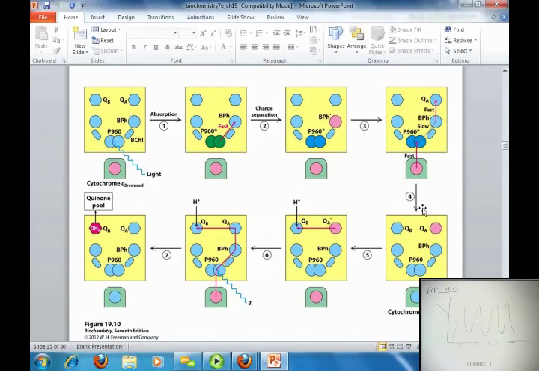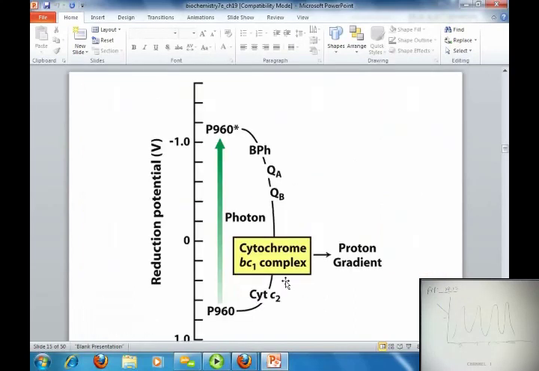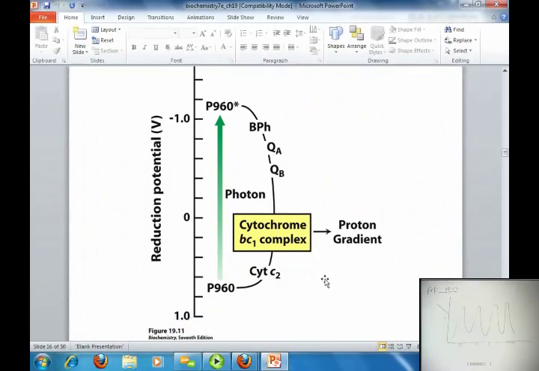So this is a cyclic process. The same process is going to repeat again and again. This is in bacteria, how the electron transfer is occurring here, in a cyclic fashion. This is again cyclic, excited P960. And the electrons are transferring to the cytochrome bc complex, and the proton gradient will drive the synthesis of the ATP molecule.